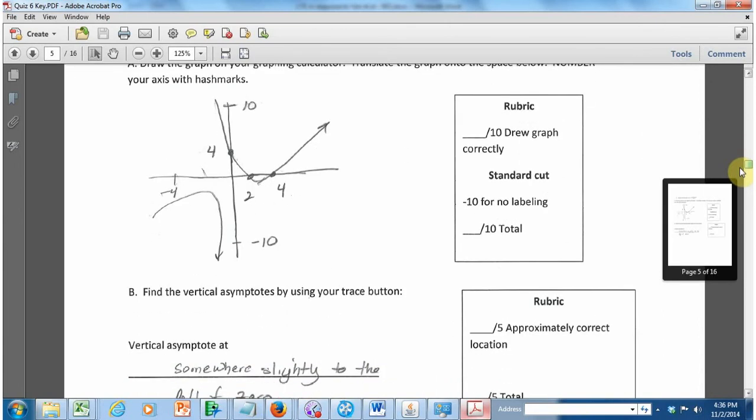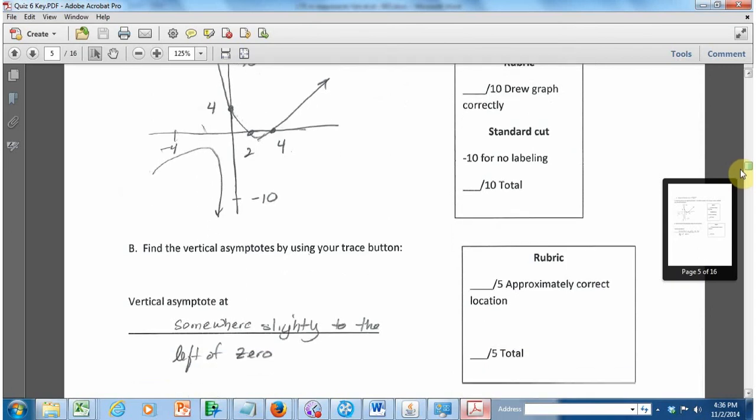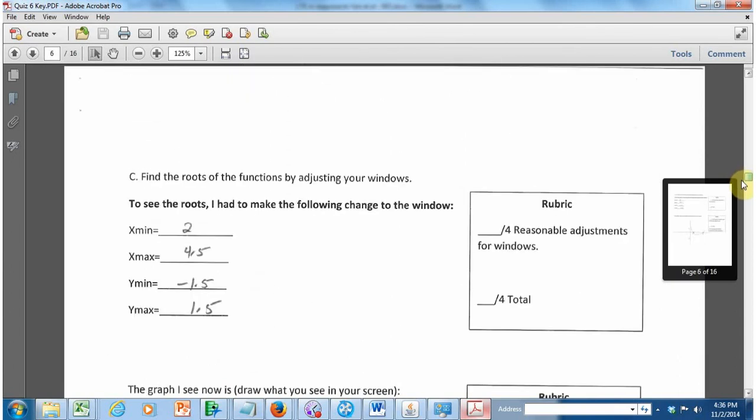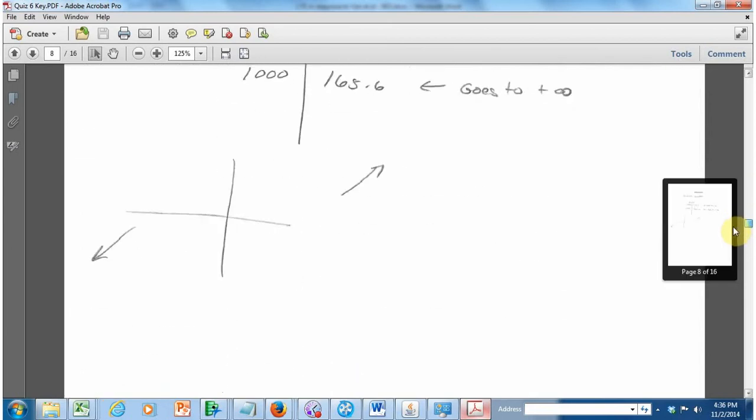And coming in on the day of Wednesday and not having batteries or not having your calculator is going to be an automatic 0. You need to have your calculator. You're in a pre-calc course. It's absolutely got to be used. That was it. I think there was no other problems on here.